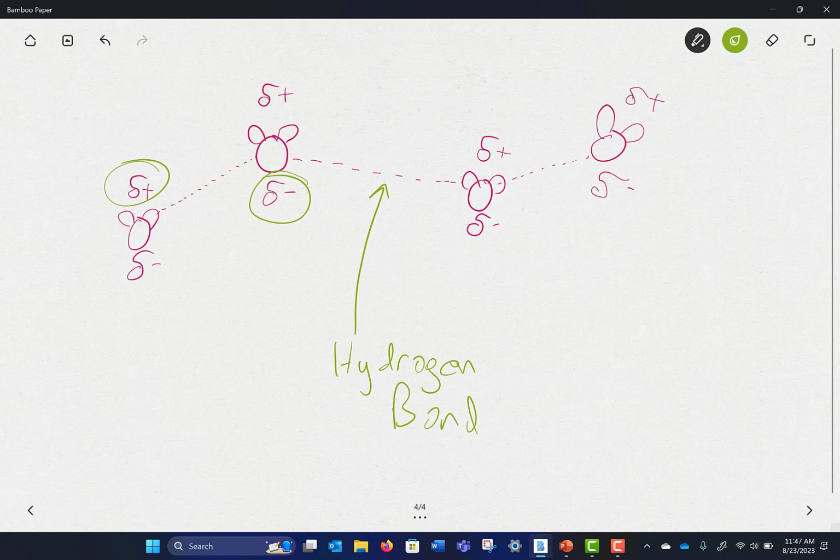These bonds are very weak. These bonds are temporary. They don't last very long at all. They are constantly breaking and reforming, breaking and reforming. But there are lots of them. That's what allows water to stick to itself. That's what allows water to stick to other things.